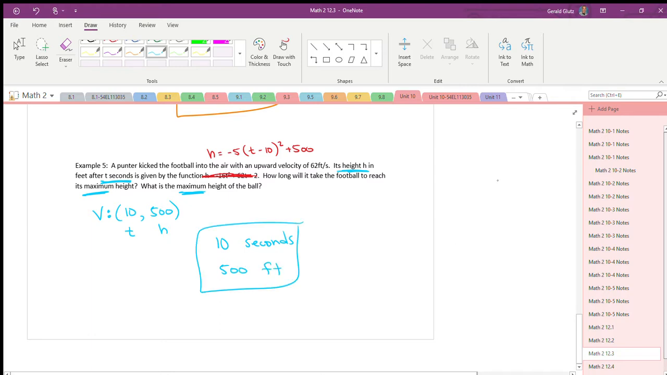So if we did graph this, this would be the vertex here. So like on our graph, say it looks something like this. This would be 10, the x value would be 10, and then the y value would be 500. So that's what it's saying. So that's it for the notes.